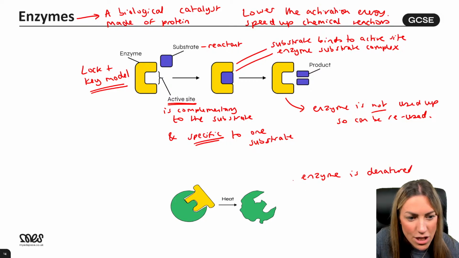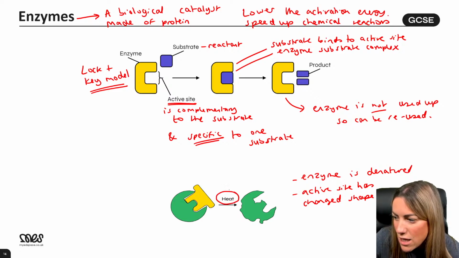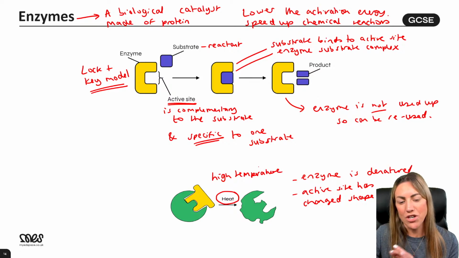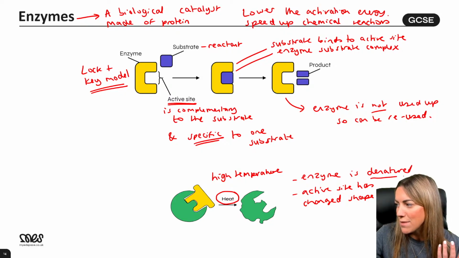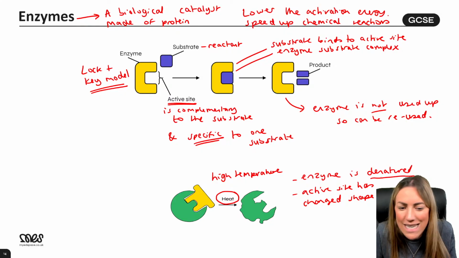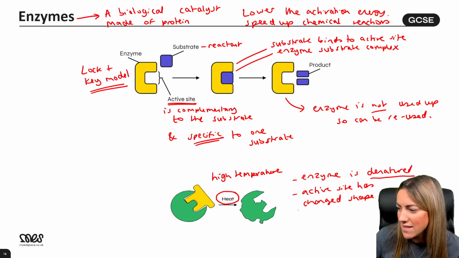Enzyme is denatured, so the active site has changed shape. Right, we've got heat. So in this example, we've got high temperature. And you should know that high temperatures denature enzymes. We would need to use the keyword, the enzyme is denatured. Don't say killed, it's not alive, it's just a protein, right? It's not a living thing. So the enzyme is denatured, the active site changes shape.